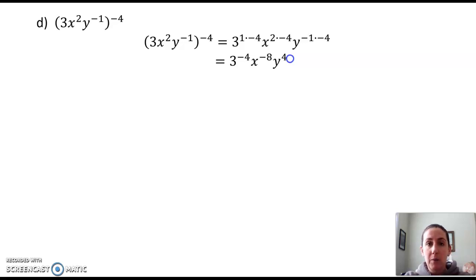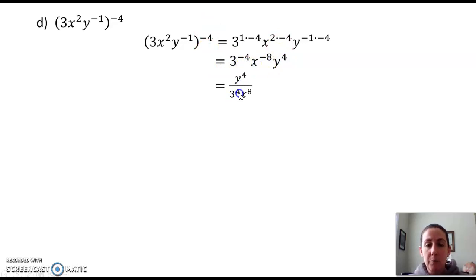And remember from the properties from the previous video, in order to get rid of negative exponents, you move it to the other side of the fraction bar. If it's in the numerator, you move it to the denominator and make the exponent positive. And if it's in the denominator, you bring it up to the numerator to make it a positive exponent. Here, both of these are in the numerator, so we'll bring them down to the denominator.